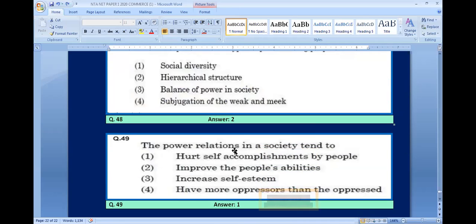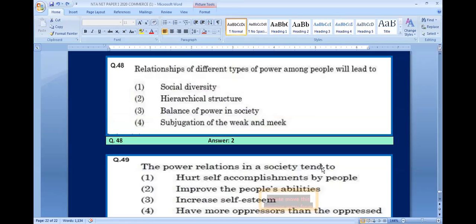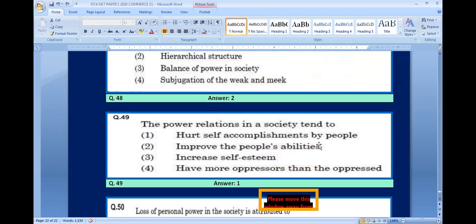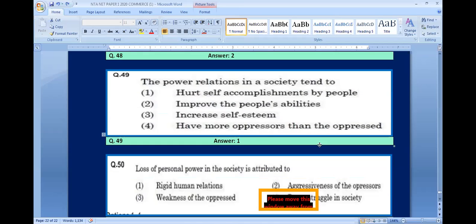Power relations in the society tend to dash. When you misuse your power, it tends to dash. Hurt self-accomplishment by people. You are hurting other people when you are using your power relation. You can use your authority but not power.